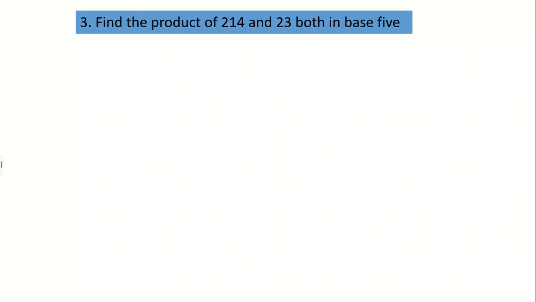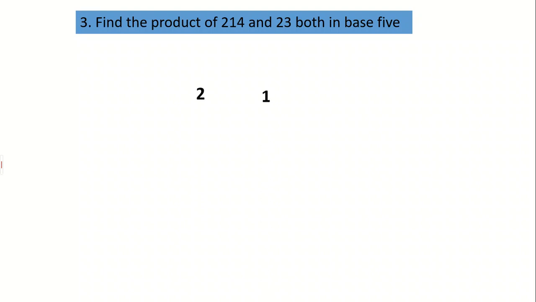Today, I want to take a look at how to multiply numbers in different bases other than base 10. So, this question is talking about multiplying 214 and 23, both in base 5. When you are multiplying, the same method you apply when adding numbers in bases other than base 10 is the same method you apply when multiplying. And you follow your basic or fundamental rules of multiplication.